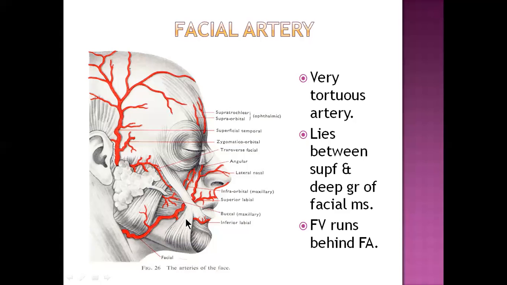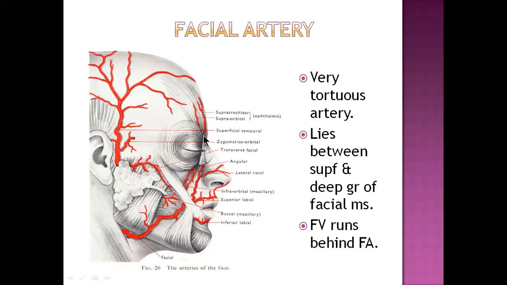Along this course, it will give some branches: the inferior labial to the lips, the superior labial to the lips, the lateral nasal to the nose. Then above it will give the angular branch. Then it will anastomose with the dorsal nasal branch, that's the branch of the internal carotid artery. So this facial artery comes from the external carotid artery, and it anastomoses with the dorsal nasal branch of the internal carotid artery in this region.